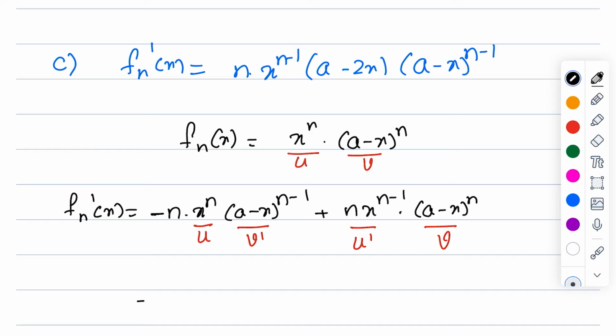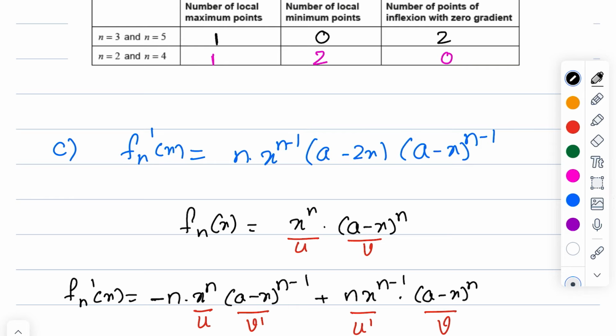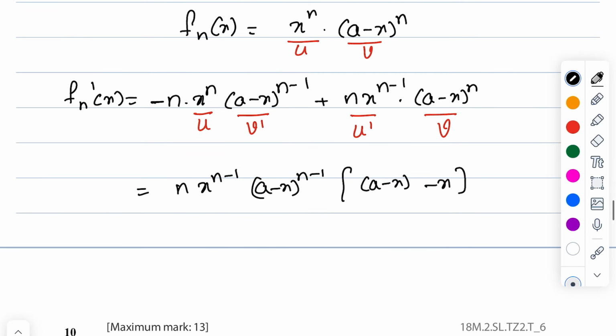Next, when I take n times x power n minus 1 common and (a minus x) to the power of n minus 1 common, I'm left over with one more a minus x minus x. So that should be giving me the answer: n times x power n minus 1, (a minus 2x) times (a minus x) whole to the power of n minus 1. That is part C.